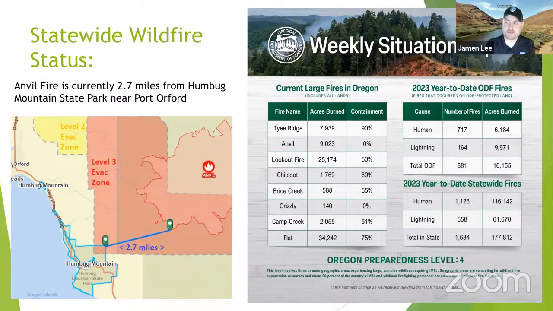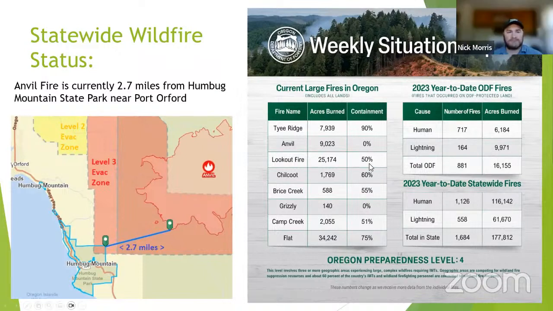And we're fortunate we have some really good partners that keep us informed of this. So currently, the only fire that has a real impact on us right now is the Anvil fire over by Port Orford. We've been just monitoring that. A portion of Humbug Mountain is in the level 3 evacuation zone, but it's not any of the developed areas in the park. So, any questions?